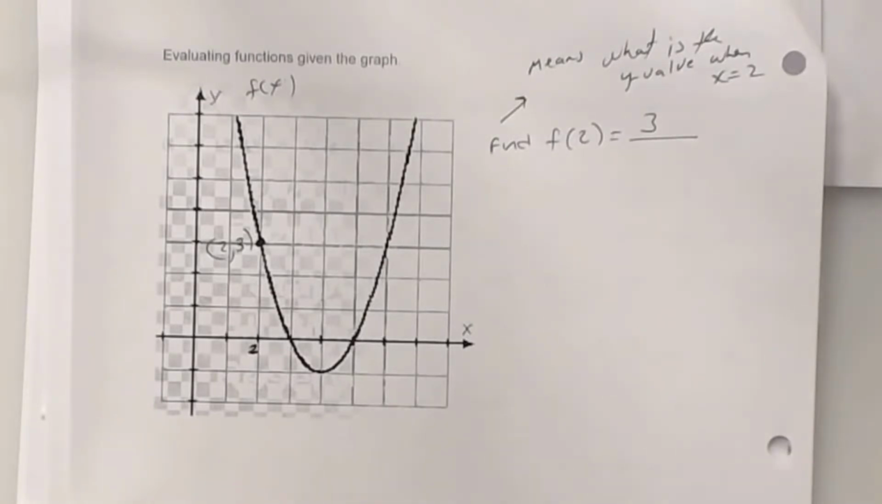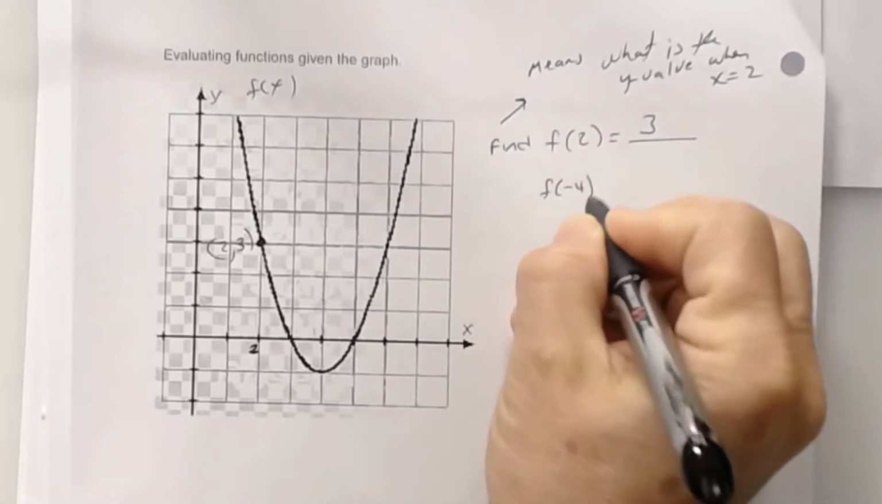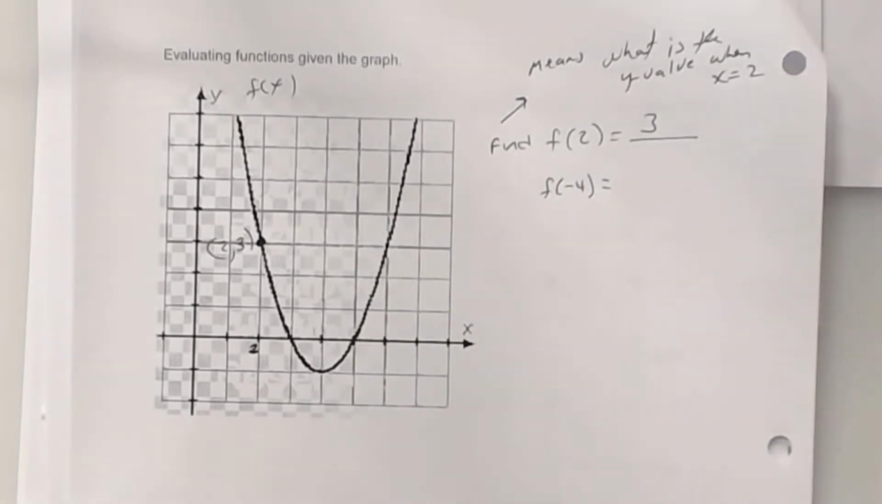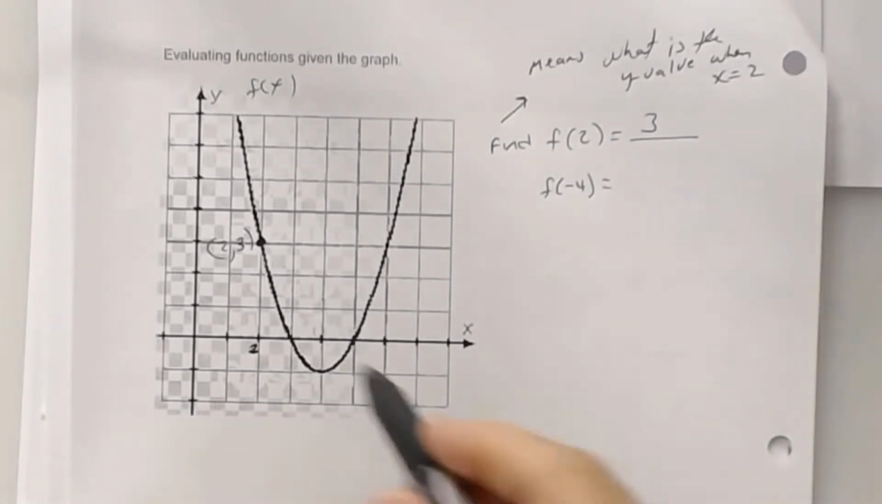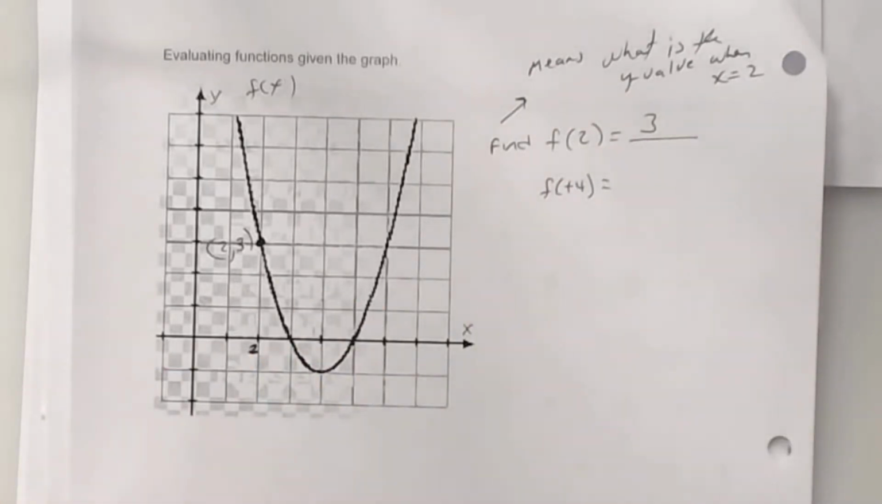Now let's find f of, let's say, negative 4. All right, so you got to go to the graph and locate, well, when x is negative 4, where's that point located? What is x here? Negative 4. Oops, I'm sorry, I did not mean negative 4, I meant 4, because you can't see negative 4. I meant f of 4. I apologize. So f of 4.